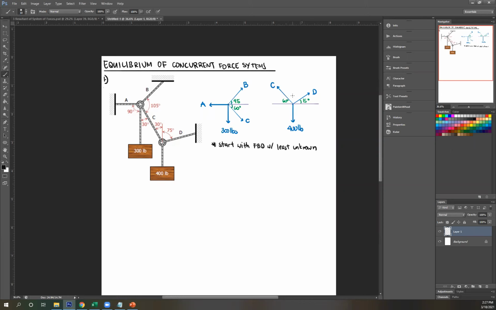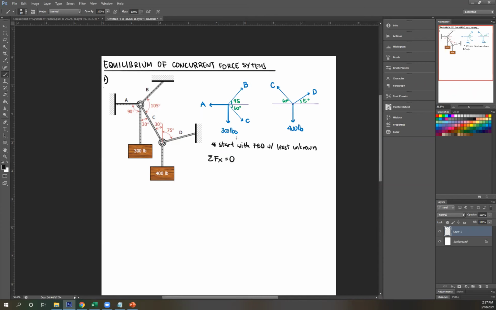Okay, so let's count. Unknown for the left side, it's A, B, and C. That's 3 unknowns. Unknown for the right side is just C and D, 2 unknowns. So we're going to start with the one with the 2 unknowns, because that just makes things easier. You can technically start with the left, up to you. But again, this just makes things easier. So starting with the right side, you can start with force horizontal or force vertical. You can start with horizontal.